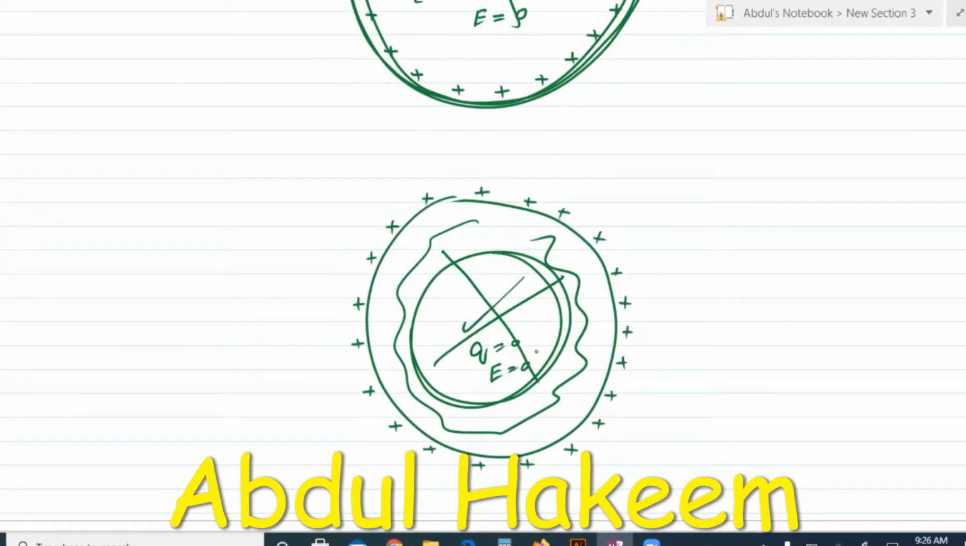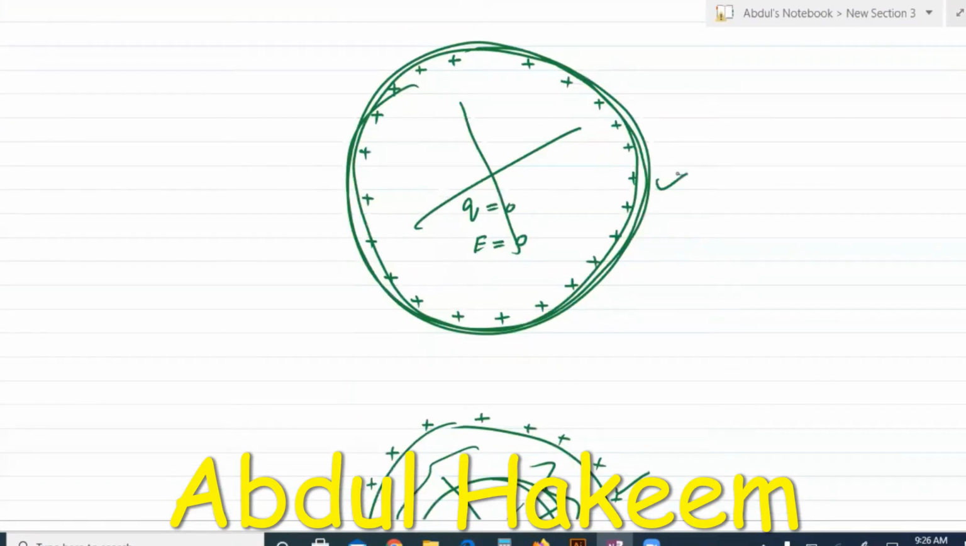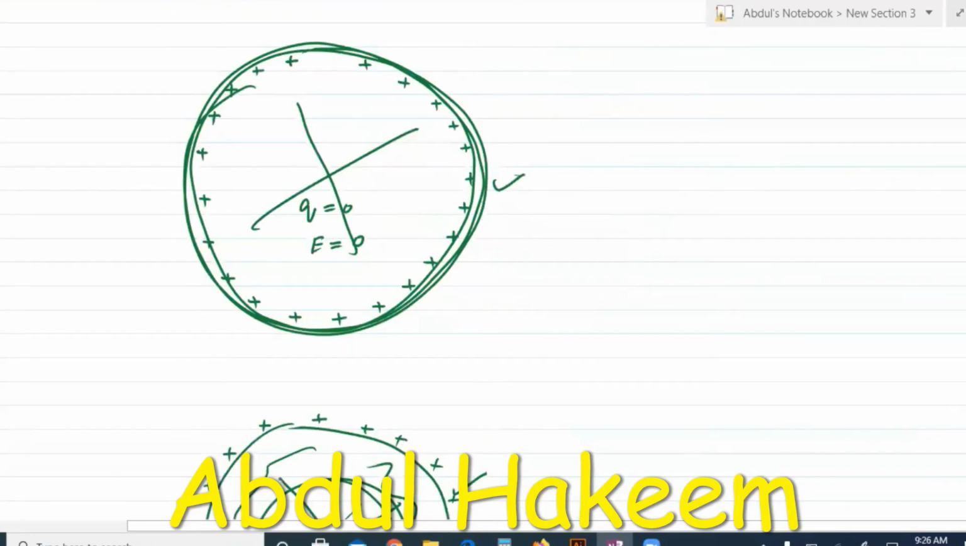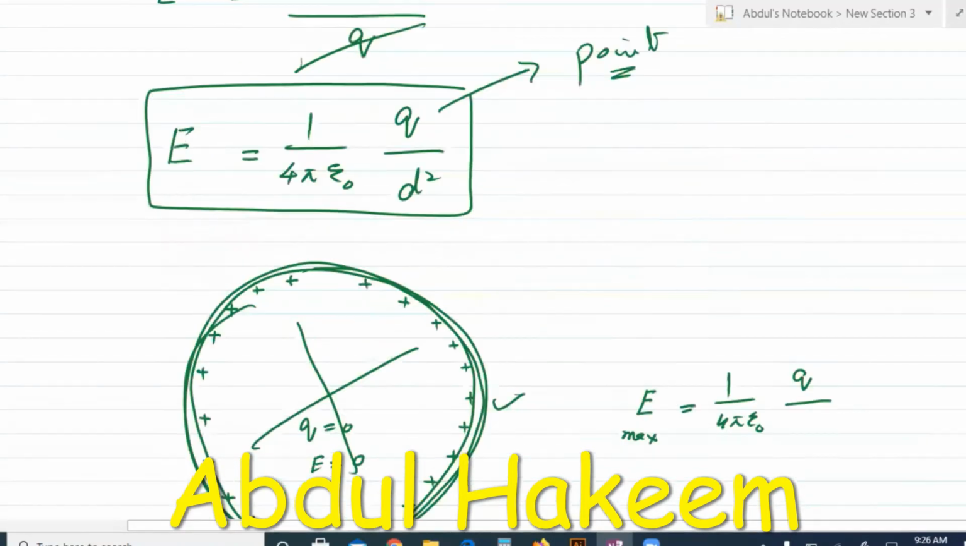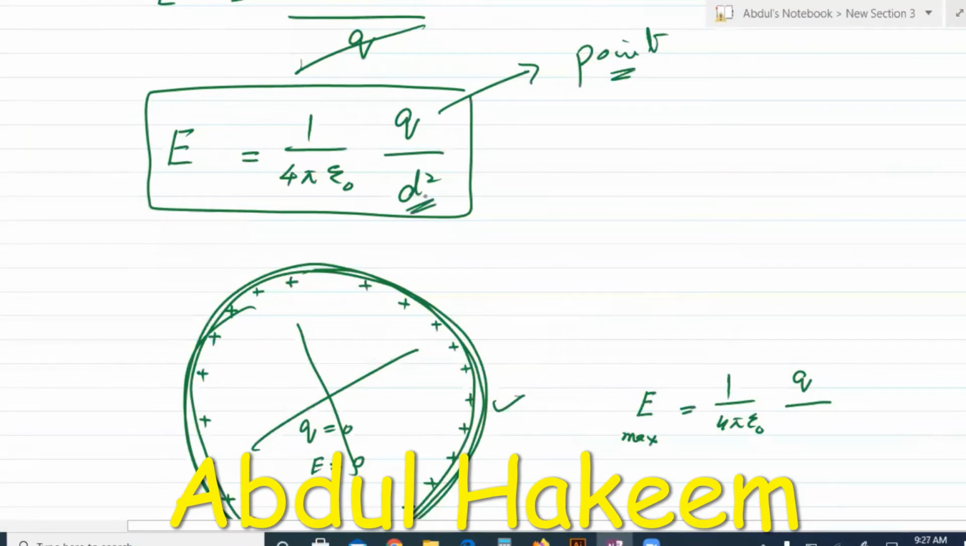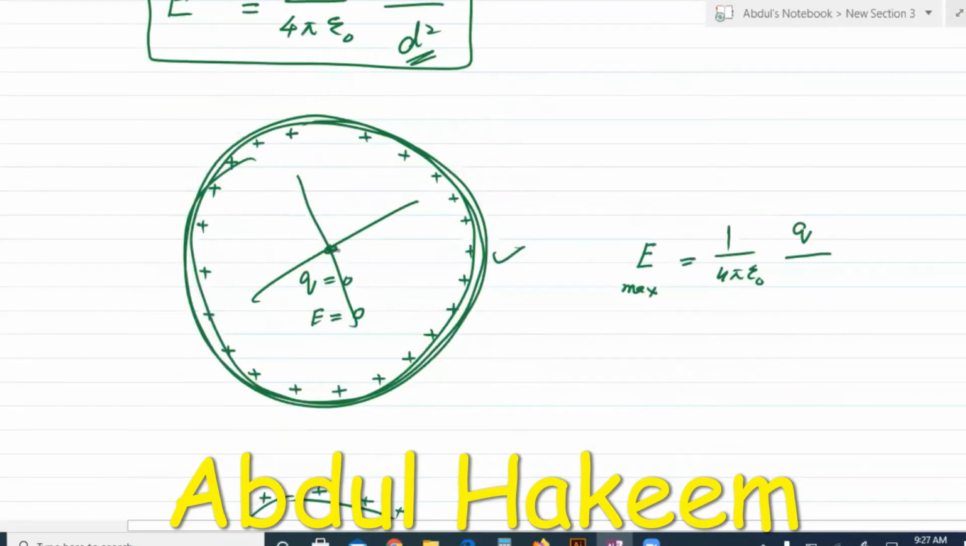It means the electric field starts from the surface of the charged sphere. And at the surface, this electric field strength is maximum because this is the starting point. So its formula will be 1 over 4 pi epsilon naught point charge divided by d square. In physics, all distances are measured from the center. So center to the surface, it is the radius. So we will write r square.